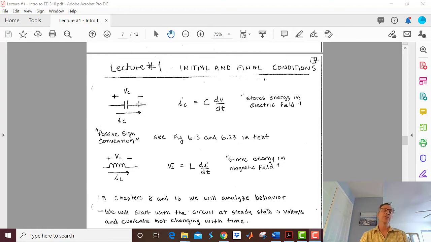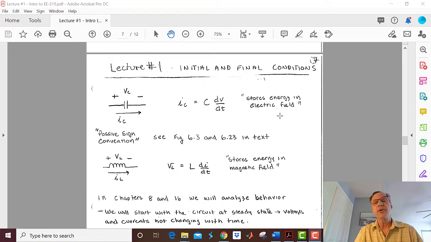This concept confuses students. Sometimes when they see VC in a problem defined this way, they'll think that it has something to do with the voltage being positive. It isn't. It's just the way it's defined. So go back and take a look at the passive sign convention. Make sure you understand that well.